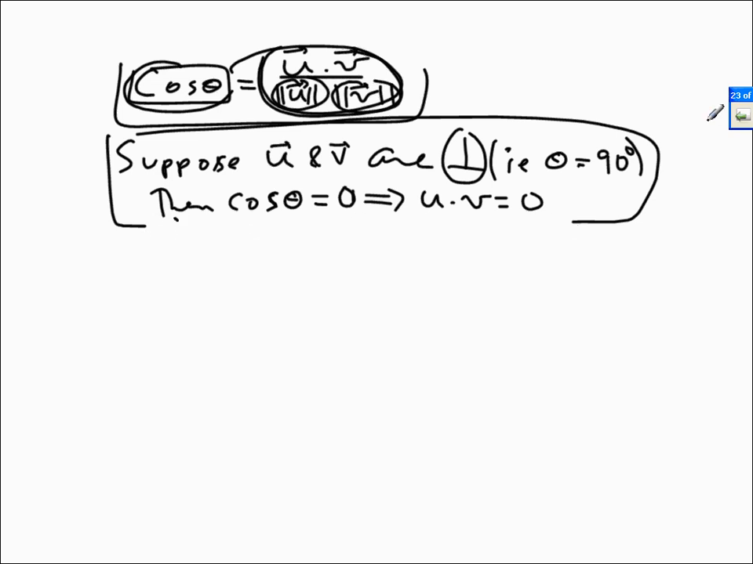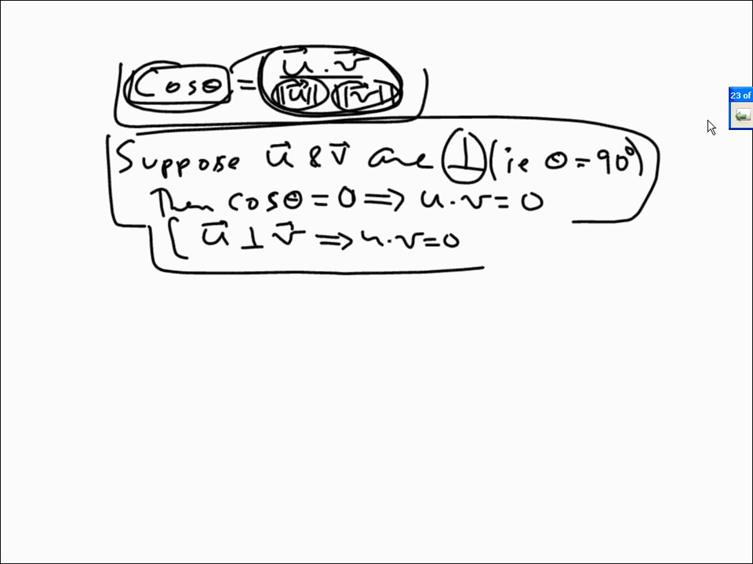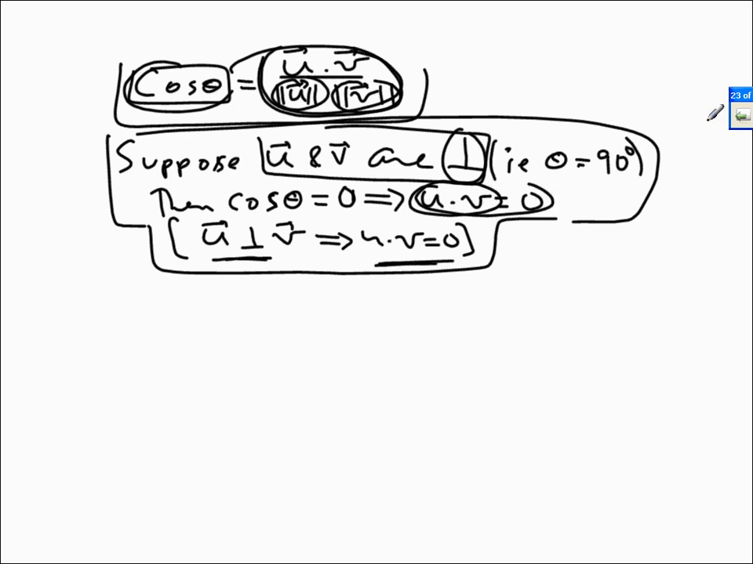So what it says is u perpendicular to v implies u dot v is 0. That's what everything above in that box says. It says if u is perpendicular to v, that implies u dot v is 0. If u and v are perpendicular, that guarantees us that u dot v is 0. That's what I wrote. Okay, now, let's suppose the other way.